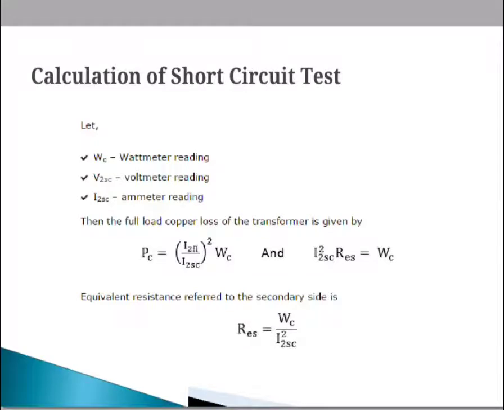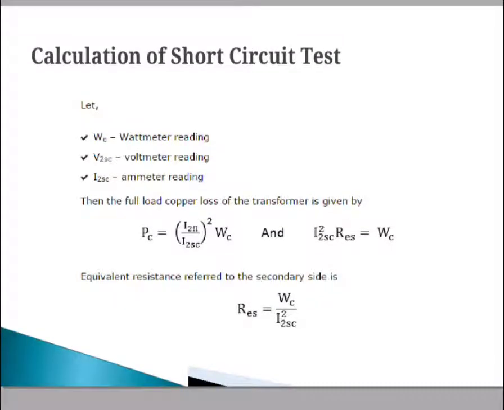In this equation we have to get the equivalent resistance referred to the secondary side, because we know the wattmeter reading and the short circuit current. Therefore we find REC, that is WC divided by I2SC square.